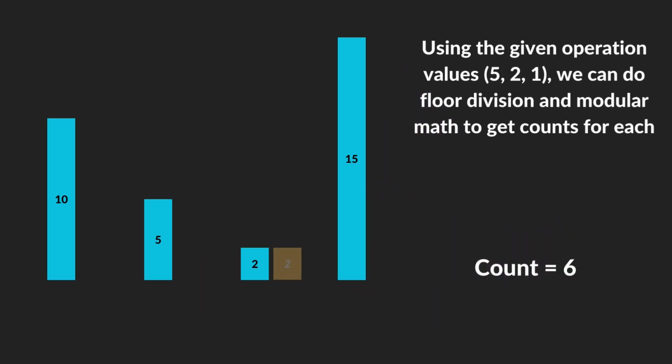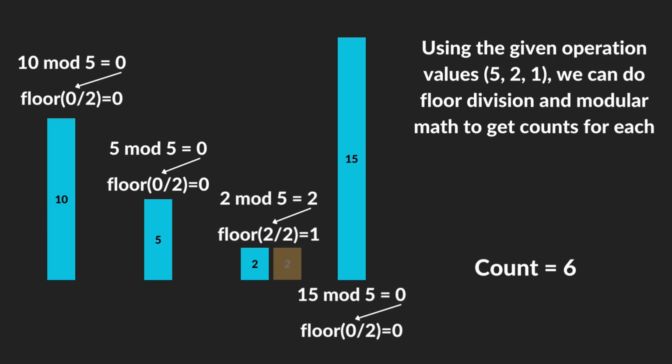Once we've extracted all the 5s out, we want to extract as many 2s out as we can. This will require that we use the remainder from the previous division. This is where the modular math comes in. For the first example, we'll have 10 mod 5, which evenly divides, so there is no remainder. And then we would do floor division by 2, but of course it's 0, so there's nothing to really talk about there. Kind of the same situation for the second value.